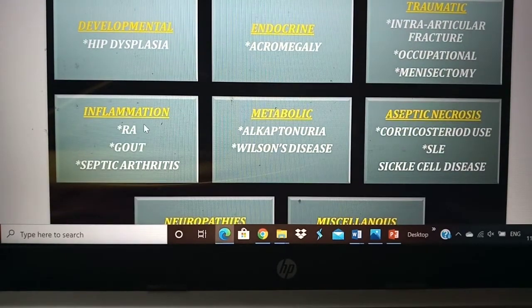Then if the person has had inflammation due to rheumatoid arthritis, gout, or septic arthritis. Septic arthritis is when there has been an infection in the joint. Then metabolic causes: alkaptonuria and Wilson's disease. Aseptic necrosis due to corticosteroid use. Systemic lupus erythematosus, or SLE. Then sickle cell disease, where there is aseptic necrosis of the joint.